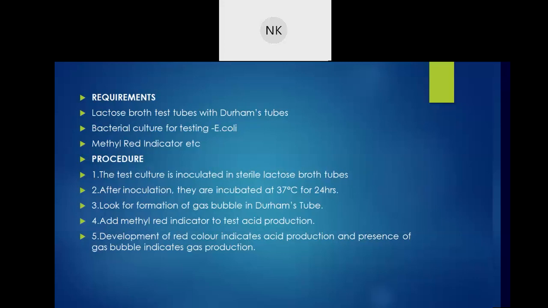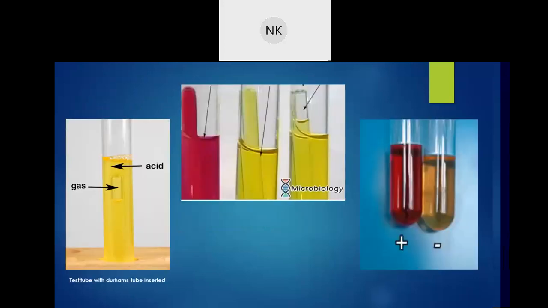And now, to detect whether acid has been produced or not, we are going to add methyl red indicator to check for acid production. After adding this methyl red indicator, a red color develops which will indicate acid production, and the presence of a gas bubble will indicate gas production. Let us look into the pictures and then discuss. So this is exactly what a Durham tube is.